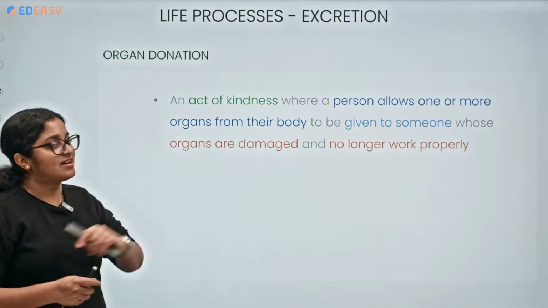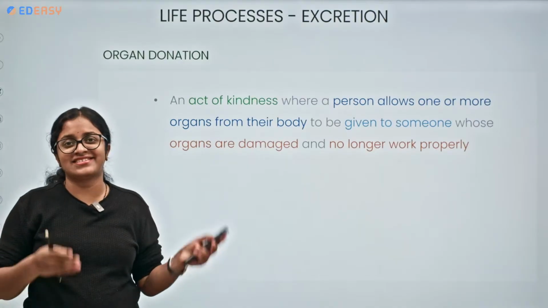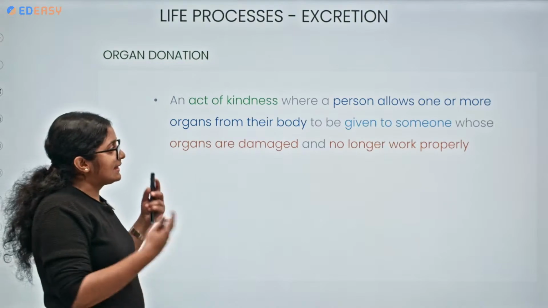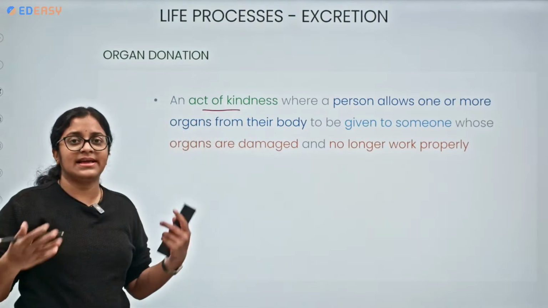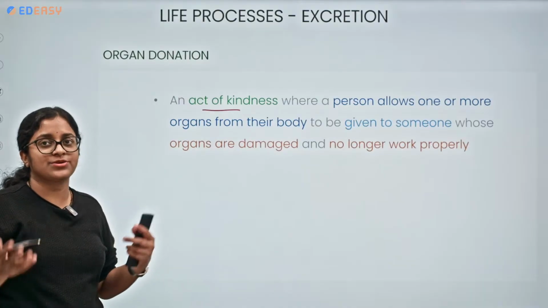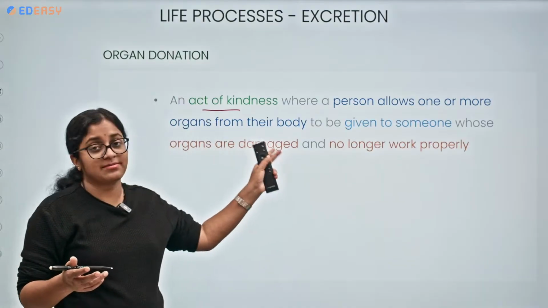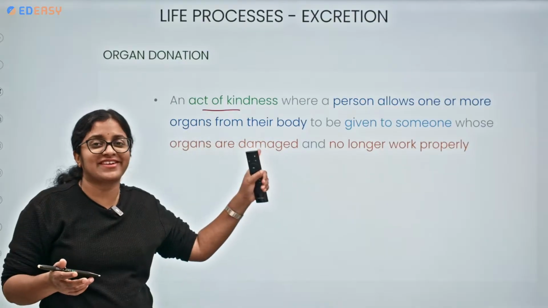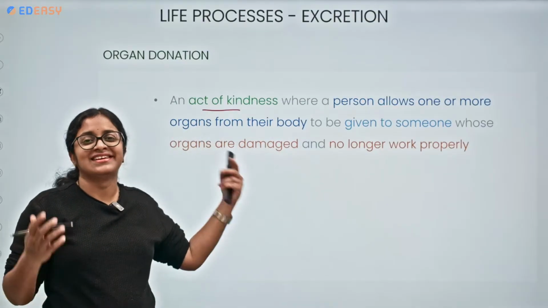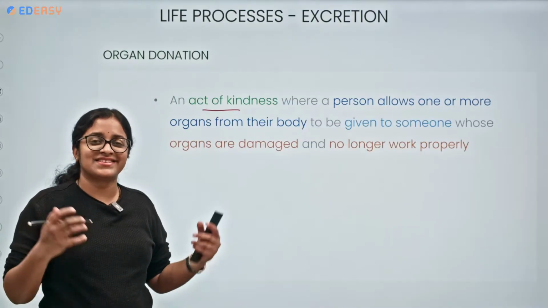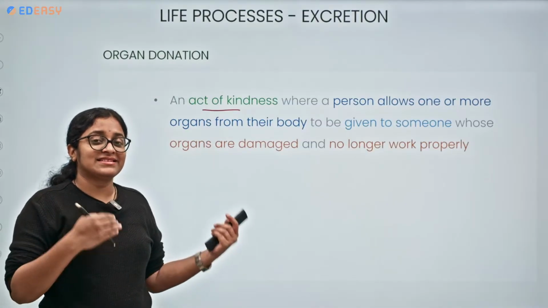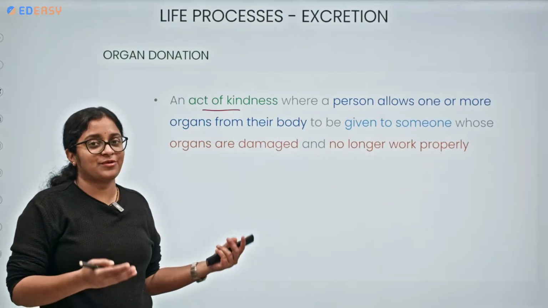Now coming to organ donation, how can we describe it? This is so simple. We can say it is an act of kindness where a person allows one or more organs from the body to be given to someone. Especially with kidneys, we give only one. We cannot donate two kidneys. If we donate two kidneys, how are we going to survive? Definitely not. So only one.